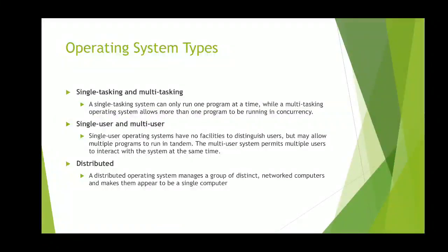The next classification of the operating system is the single user operating system and multi-user operating system. This classification is based on the number of users accessing the operating system at a time. If only one user is able to access the operating system at a time, then the operating system is called a single user operating system. If multiple users are able to access the operating system at a time, then it is called a multi-user operating system.